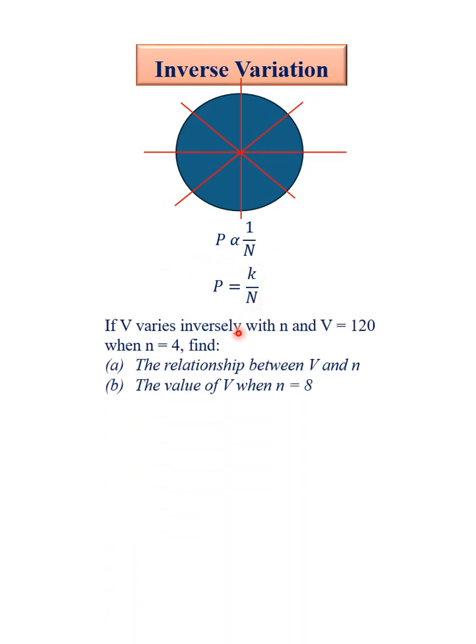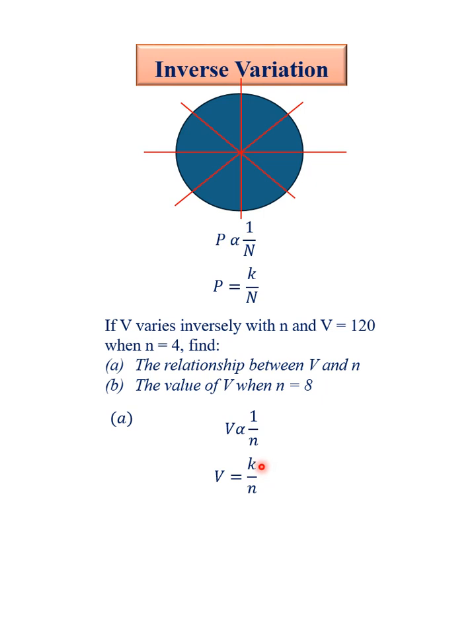So let's look at this question. It says if V varies inversely with n and V equals 120 when n is equal to 4, find A, the relationship between V and n, B, the value of V when n equals 8. So the question says that V varies inversely with n. So we can write it as V varies inversely with n. We'll take away the proportionality sign and introduce a constant. So we can say V is equal to k all over n.